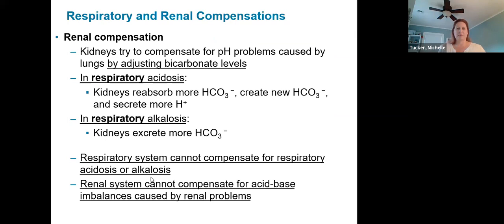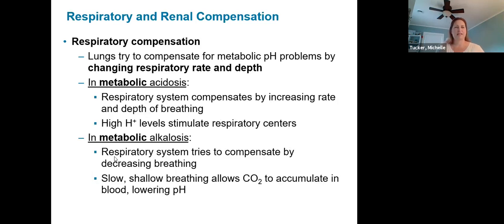One of the things to remember is that the respiratory system cannot compensate for respiratory acidosis or alkalosis because that's the system that's broken. And the renal system cannot compensate for metabolic acidosis or alkalosis because that's the system that's broken. So you have to rely on the working system for compensation. So respiratory compensation occurs in metabolic acidosis and in metabolic alkalosis.